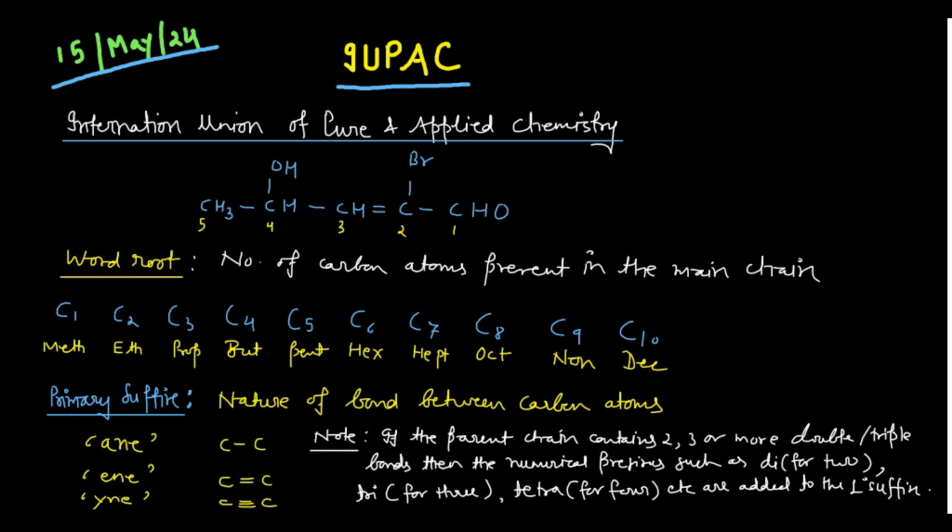So if you have only one carbon in your main chain, then for one carbon, according to the IUPAC nomenclature, you will write meth. That means M-E-T-H, meth is used for carbon 1, right? And if your compound has 2 carbons, then you will use eth. For 3 carbons, you will use prop. And if you have 4 carbons in your compound, then you will use but. And if you have 5 carbons, as in this case, then your word root would be pent, and for 6 it would be hex, and similarly for 7 it is hept, for 8 it is oct, for 9 it is non, and for 10 it is dec.